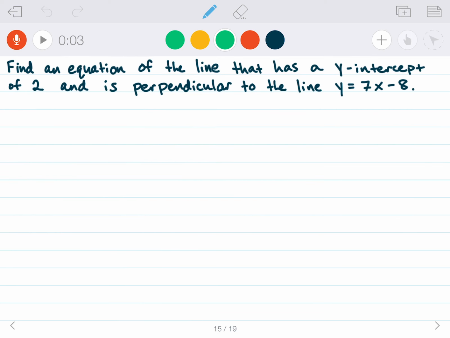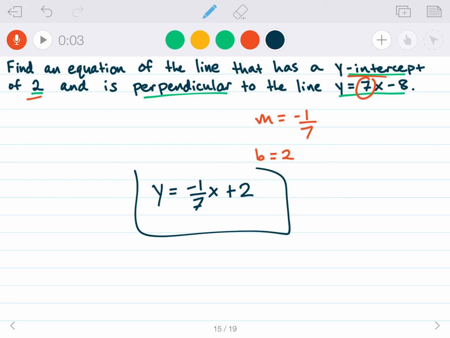So let's do some practice here. We're going to find an equation of the line that has a y-intercept of 2 and is perpendicular to this line. So perpendicular means opposite reciprocal slopes. So originally my slope is 7, so the opposite reciprocal of 7, well, we flip 7, that's 1 over 7, make it negative. So our slope of the line is negative 1 over 7. And it has a y-intercept of 2. So b is going to be 2, and therefore, the equation of my line is going to be y equals m, which is negative 1 over 7, x plus 2. And that is my answer here.